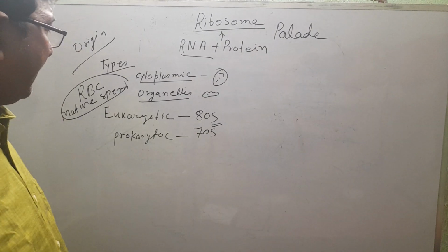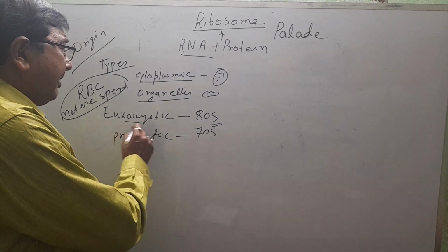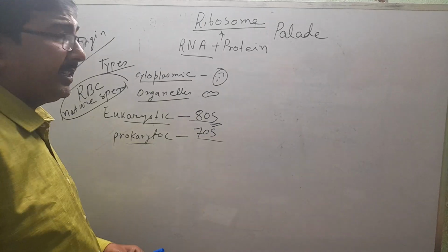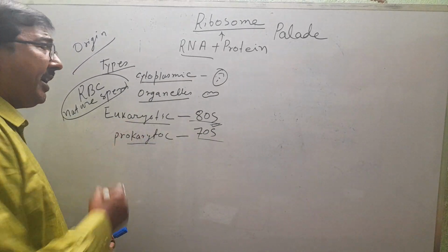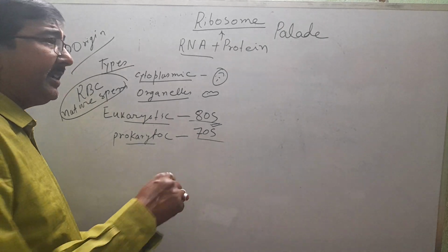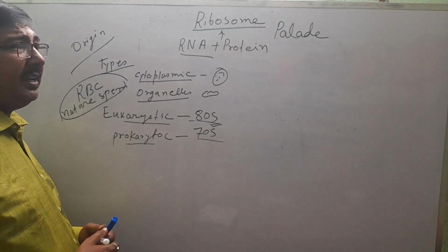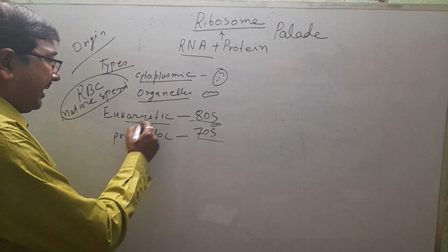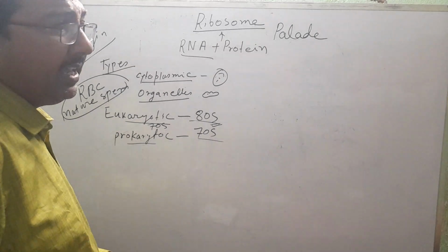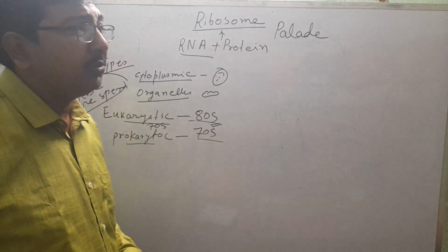Okay, then the eukaryotic ribosome is 80S and the prokaryotic ribosome is 70S. But in the eukaryotic cell, 70S ribosome is also present in mitochondria and plastid. That's the introduction of ribosome.